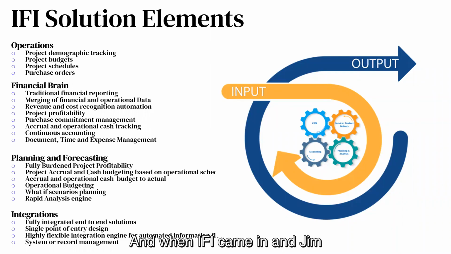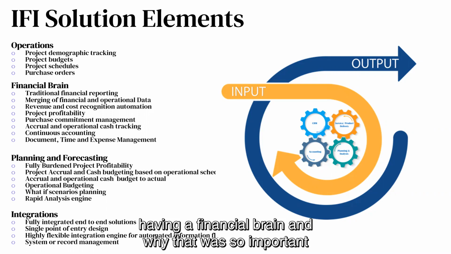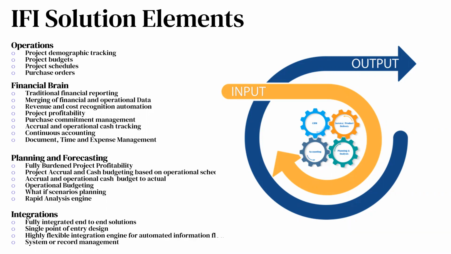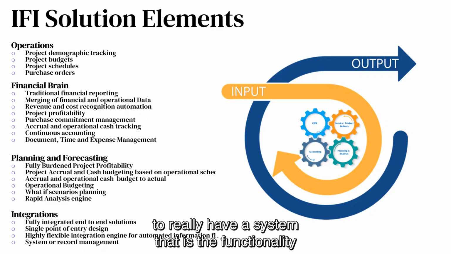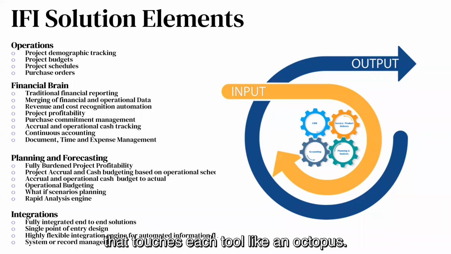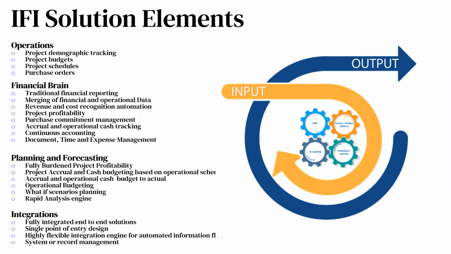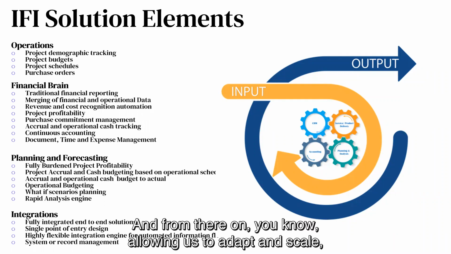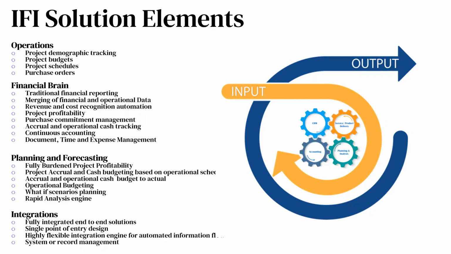And when IFI came in and Jim really dug their teeth into what Envoy's goals were, it allowed us to really see the benefits of the connected tools. And as Jim, as you mentioned, having a financial brain and why that was so important. To really have a system that has the functionality that touches each tool like an octopus, and from there on, allowing us to adapt and scale because the world is changing.